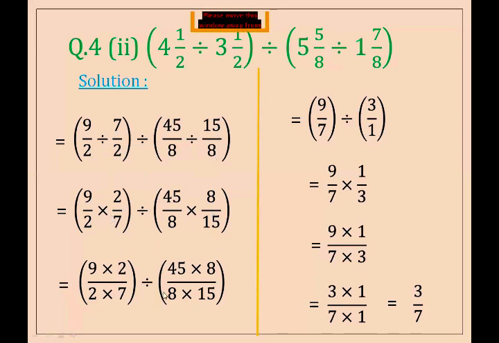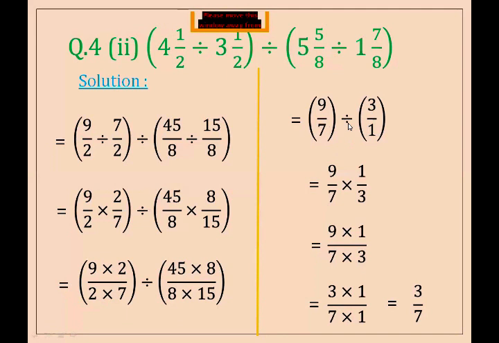Okay, if any cancellation or simplification is possible. Firstly, we multiply the numerators with each other and the denominators with each other. Here we write 9 multiplied by 2 and 2 multiplied by 7, 45 multiplied by 8 and 8 multiplied by 15. Here we simplify: 2 ones are 2 and 2 ones are 2. So we only have 9 upon 7 here. Here we have 8 ones are 8 and 8 ones are 8. Here 15 ones are 15 and 15 threes are 45. So here we have 3 upon 1. Now students, these brackets are simplified. So we remove these brackets and we only write 9 upon 7.